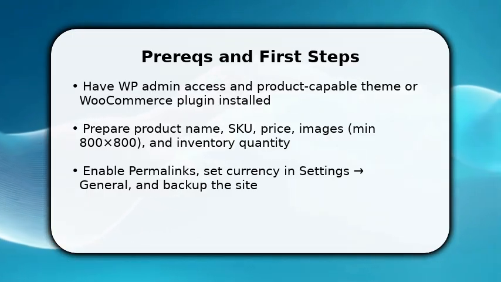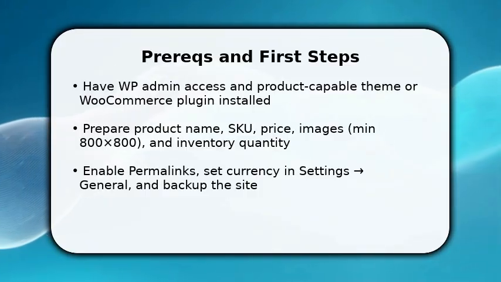Scroll to the product data box and select Simple or Variable Product depending on options. Add SKU and regular price right away. This prevents later inventory errors.